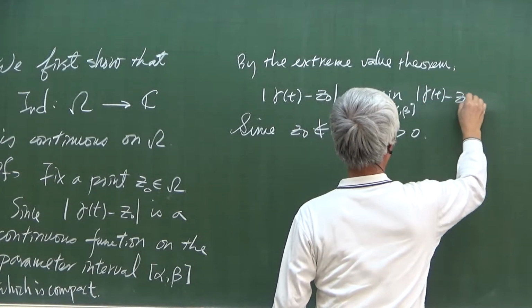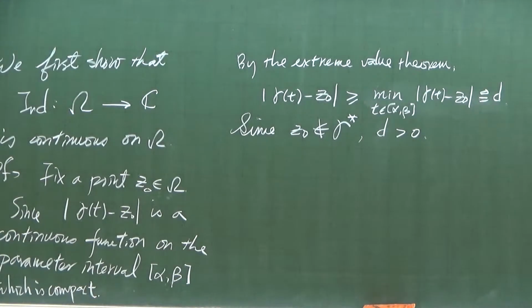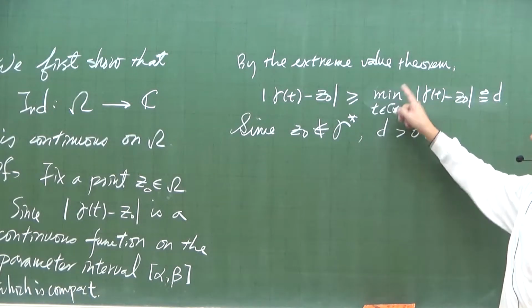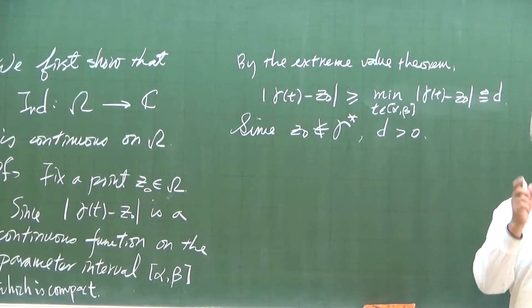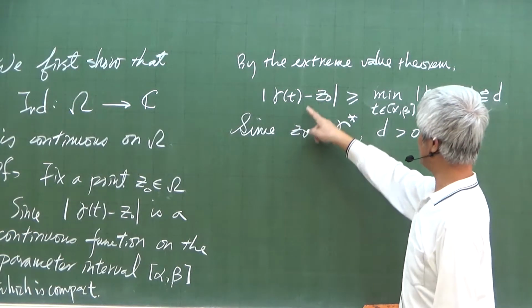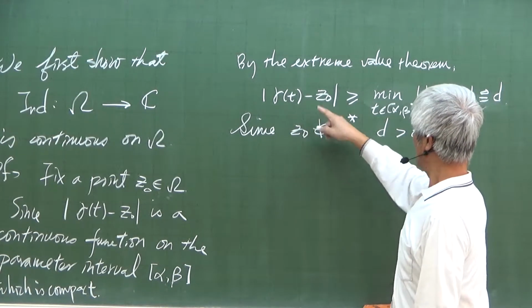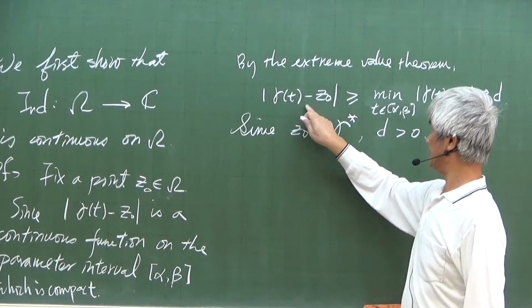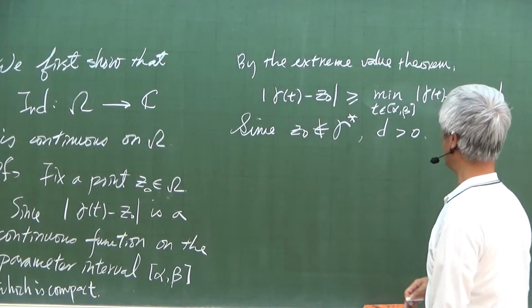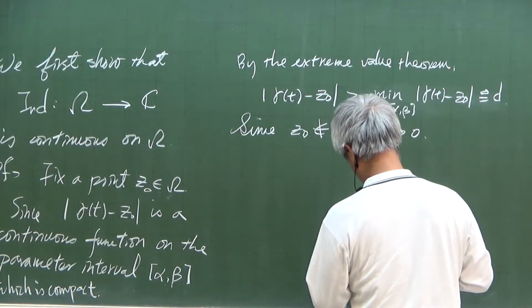I think I have to define this as d, the minimum. Because by the extreme value theorem, the minimum is achievable. So we define this as d. And because Z0 is not on the curve, this difference cannot be 0 anyway. So the minimum should be greater than 0.